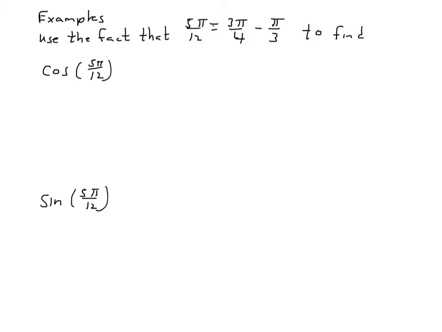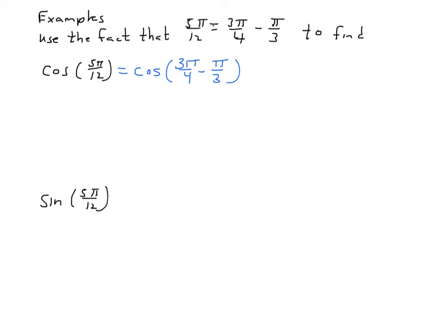Okay, welcome back. Now, what we want to do is use this fact to find the cosine of 5 pi over 12 and the sine of 5 pi over 12. Well, to do this, I know that the cosine of 5 pi over 12 by this information is going to be the cosine of 3 pi over 4 minus pi over 3.